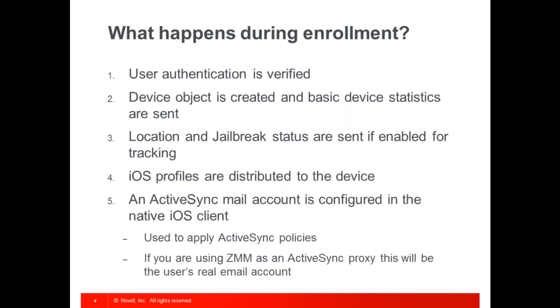Now, during enrollment, the first thing that's going to happen is the user's going to be validated. So we're going to check his username and password and make sure that he belongs in the system. Then a device object is going to get created, and some basic device statistics are going to get sent. Additionally, the location and jailbreak status of the device are going to be enabled and sent if you've enabled them as an administrator in the system. Every time that the end user launches the ZENworks application from this point on, the location and jailbreak status will be sent if that's enabled.